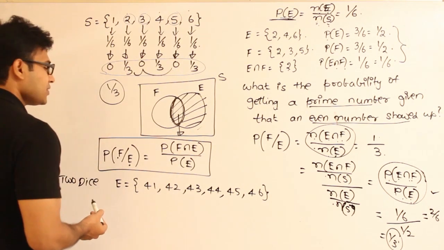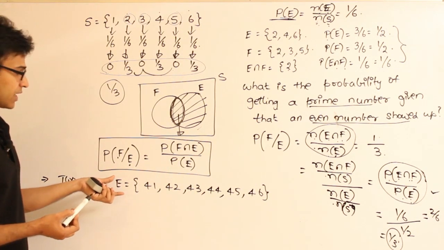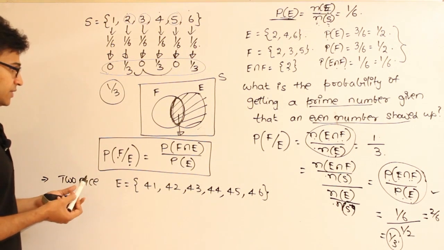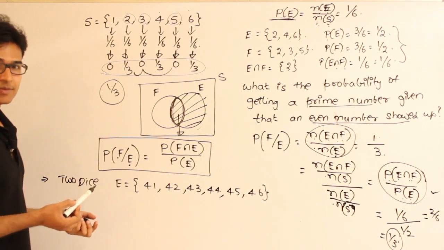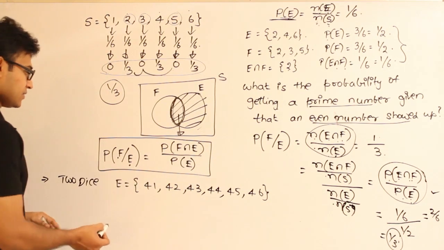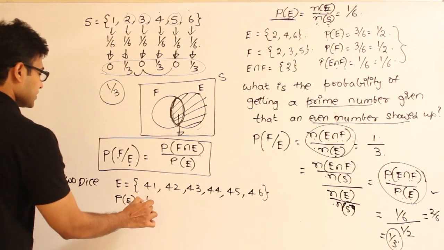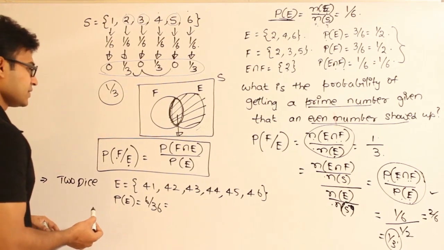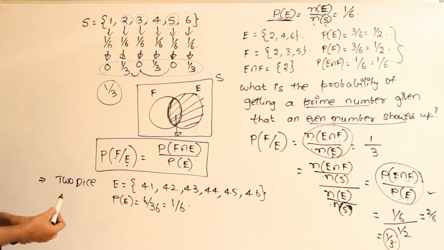Now what is the sample space? The original sample space will contain 36 elements, 6 into 6, when rolling 2 dice. The probability of each simple event is 1 by 36 because all are equally likely. In this event E we have 6 elements, so the probability of E is 6 by 36, which is nothing but 1 by 6.